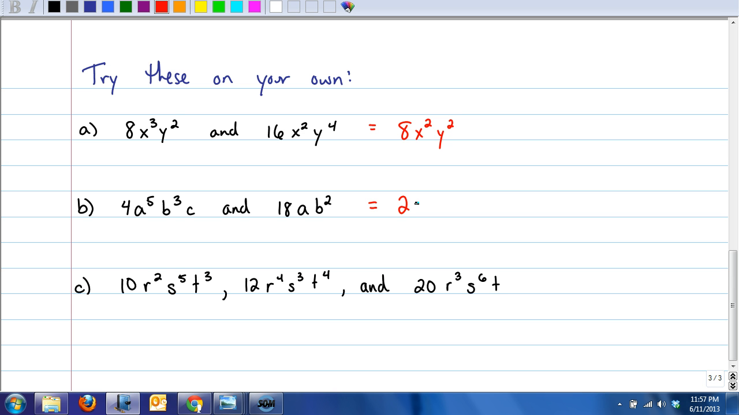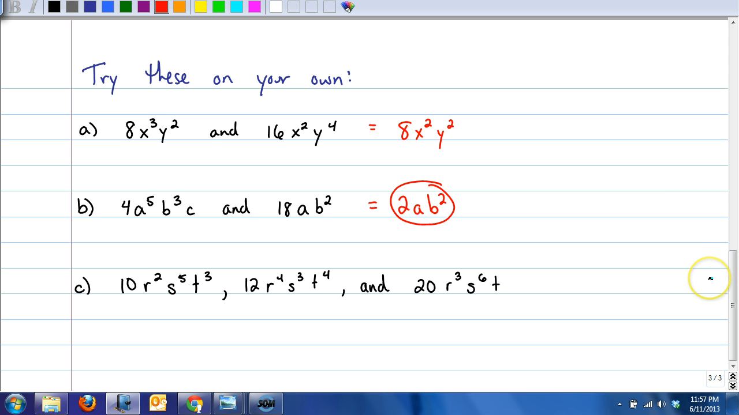Let's look at the a's. The largest a's that they both have in common would be just this plain old a here. Looking at the b's, the largest b that they both have in common would be the b squared. Look at the c's. Oh, did I catch you there? There's only one c, the second term there doesn't have a c. So the greatest common factor would just be the 2ab squared.